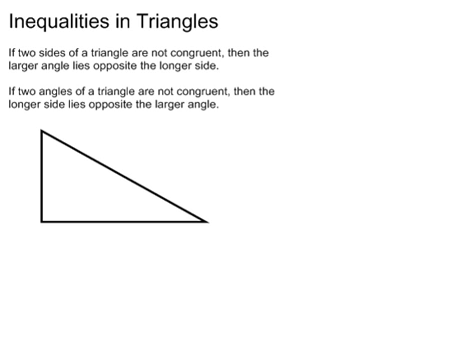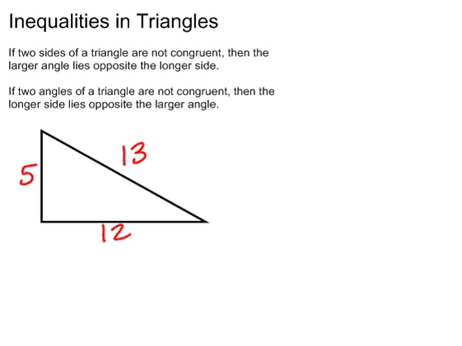Now, when we're talking about inequalities in triangles, we're talking about less than and greater than and so forth. But we have certain properties that go along with that. It says that if two sides of a triangle are not congruent, meaning they're of different lengths, so let's use the lengths of 5, 12, and 13. If two sides of a triangle are not congruent, let's look at 13 and 5. We know that they're not congruent, then the larger angle lies opposite the longer side.